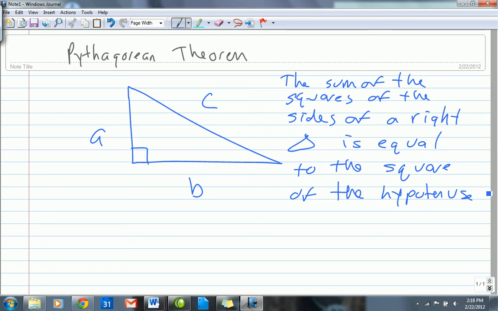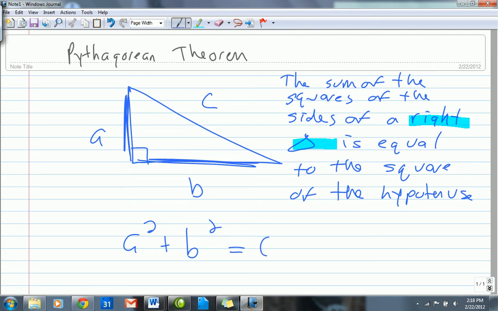Okay, now notice that we're talking about a right triangle, and this only works for right triangles. But another way to say that, of course, is that a squared, this length, plus b squared, the other leg squared, equals c squared, the hypotenuse squared. And of course, remember that c, the hypotenuse, is across from the 90-degree angle. So c has to be here by itself on an island, and a squared and b squared are on the other side. Okay, that's the Pythagorean theorem.